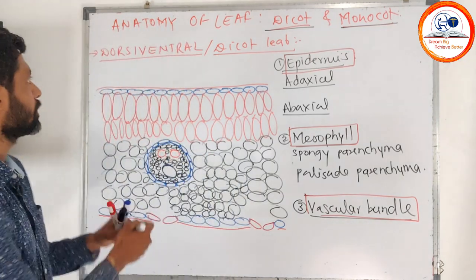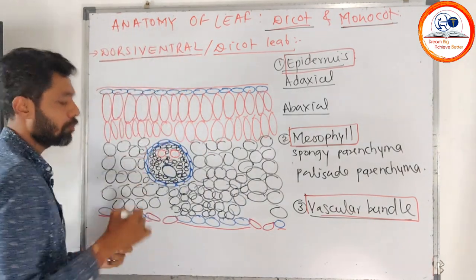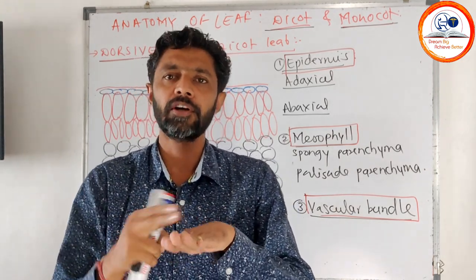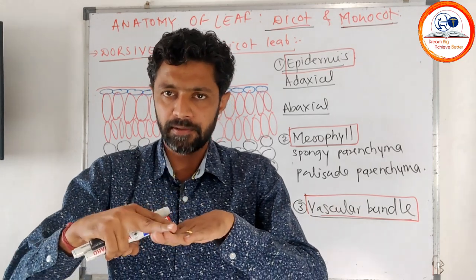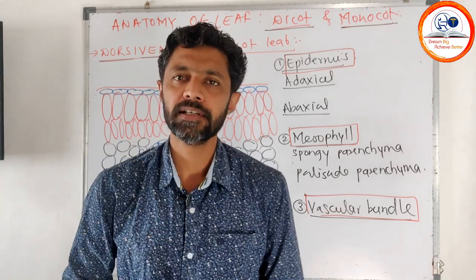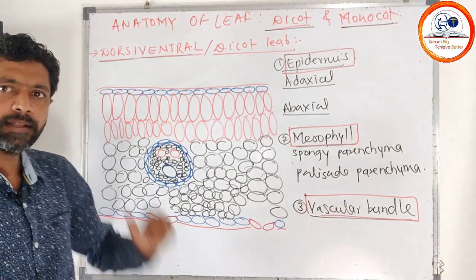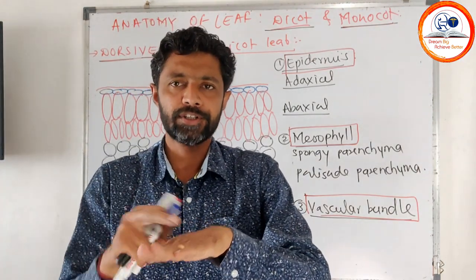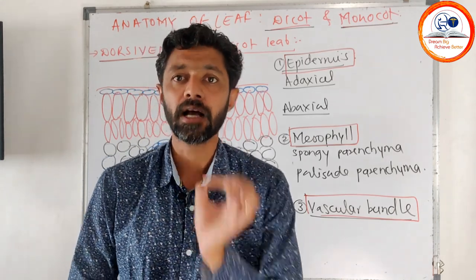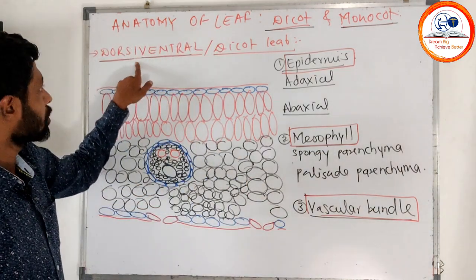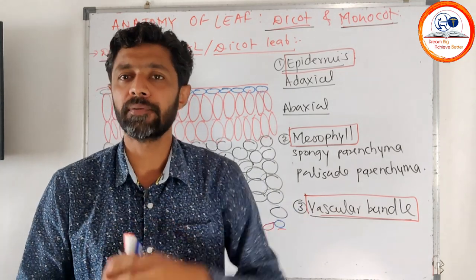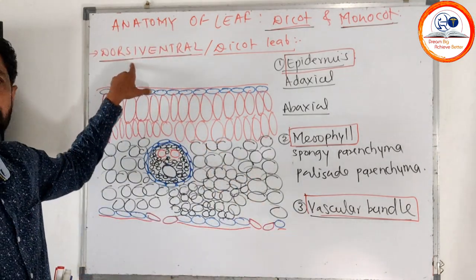So dorsiventral leaf, the name itself suggests dorsiventral. Both the surfaces, means upper epidermis and lower epidermis of the leaf, will not be identical. If the green color of upper epidermis and lower epidermis is not identical, then we call such a leaf a dorsiventral leaf. And the one which has the green coloration on both the surfaces of the leaf appearing similar, we call such a leaf an isobilateral leaf. Here, a dorsiventral leaf has upper epidermis bright green and lower epidermis dull green. Such a leaf we consider a dorsiventral leaf.